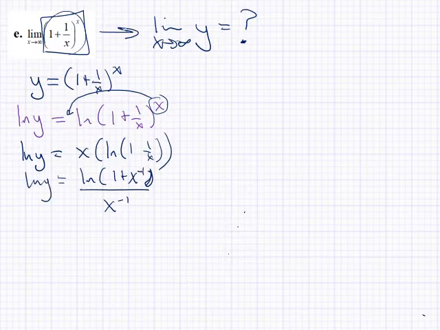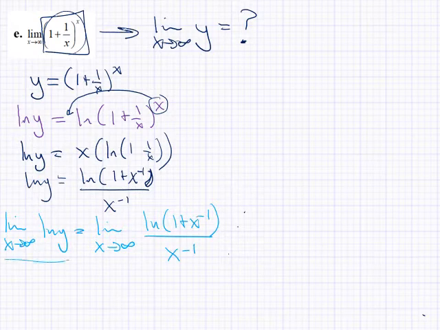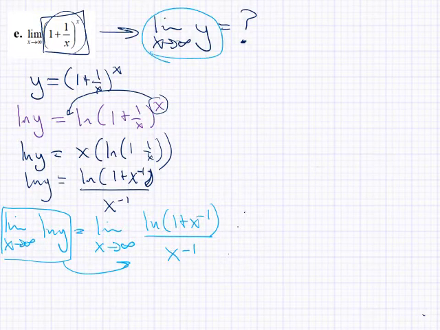Then what I can do is take the limit as x approaches infinity of both sides. Now, this will be the limit of log y. This will tell me what the limit of log y equals. But I want to know the limit of y, so just keep that in mind. But let's look at what we have, okay? We'll eventually loop it back to this one.